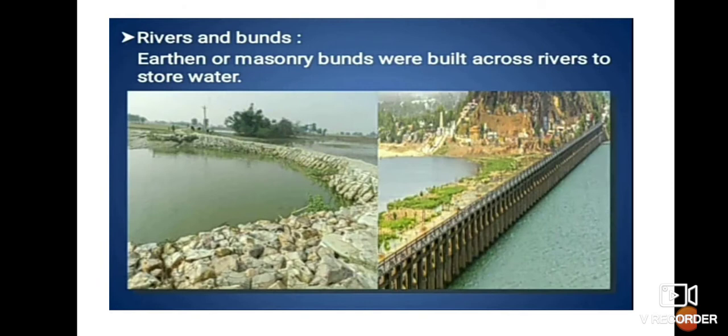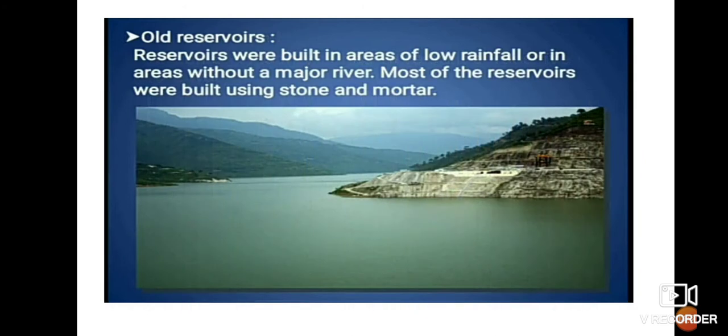Rivers and bunds. Earthen or masonry bunds were built across rivers to store water. Old reservoirs. Reservoirs were built in areas of low rainfall or in areas without a major river. Most of the reservoirs were built using stone and mortar.